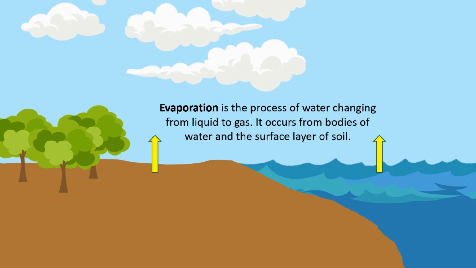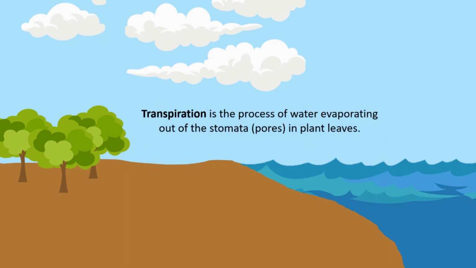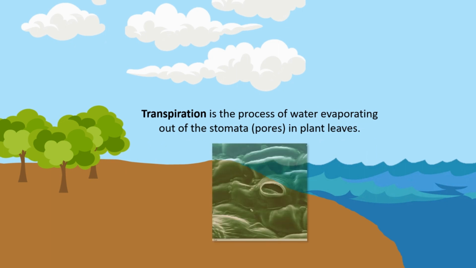There's also one other source of atmospheric water vapor, and that is plants. Plants contain pores in their leaves called stomata that are used to draw in carbon dioxide gas and spit out oxygen gas. And you can see a microscope image of one of these pores here. These stomata not only exchange gases that are involved in photosynthesis, but also serve as a portal through which water evaporates out of the plant. And this process of water evaporating out of the pores in plant leaves is called transpiration.